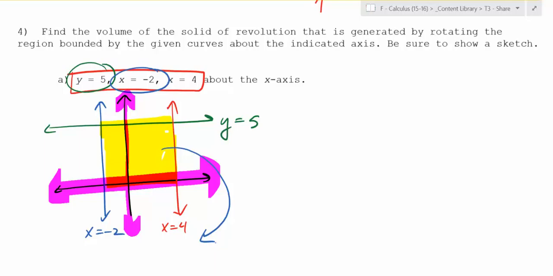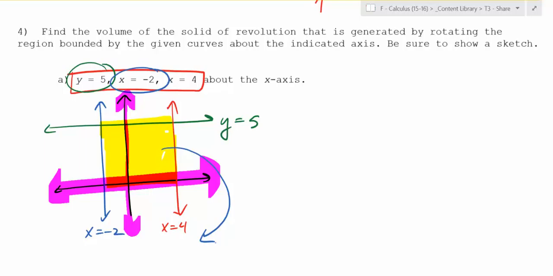So I'm going to turn it on its side right here. Here's that rectangle, and we're rotating it around this axis, the x-axis, so it's going to go like this. You're going to turn it a little bit, and it's going to look like this. So what are you going to end up with? It's a three-dimensional shape, so what is it going to be? It's a cylinder.